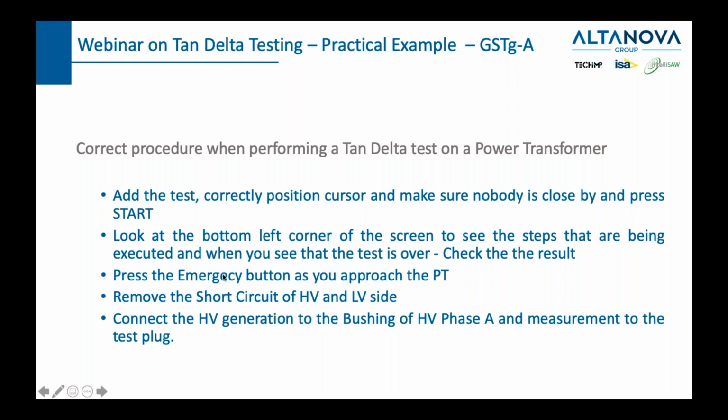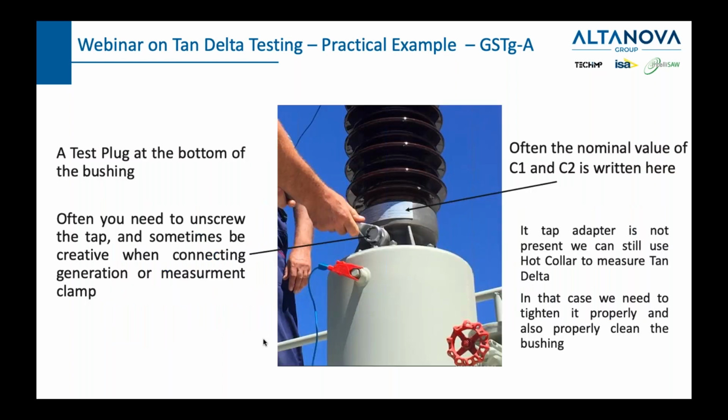At this point in time, we need to remove the short circuit from the high voltage and the low voltage side, because in the next step, we are going to measure the tan delta on the bushings. And for the bushings, of course, they cannot be short circuited because we measure for each phase at a time. Phase A, then phase B, and then phase C.